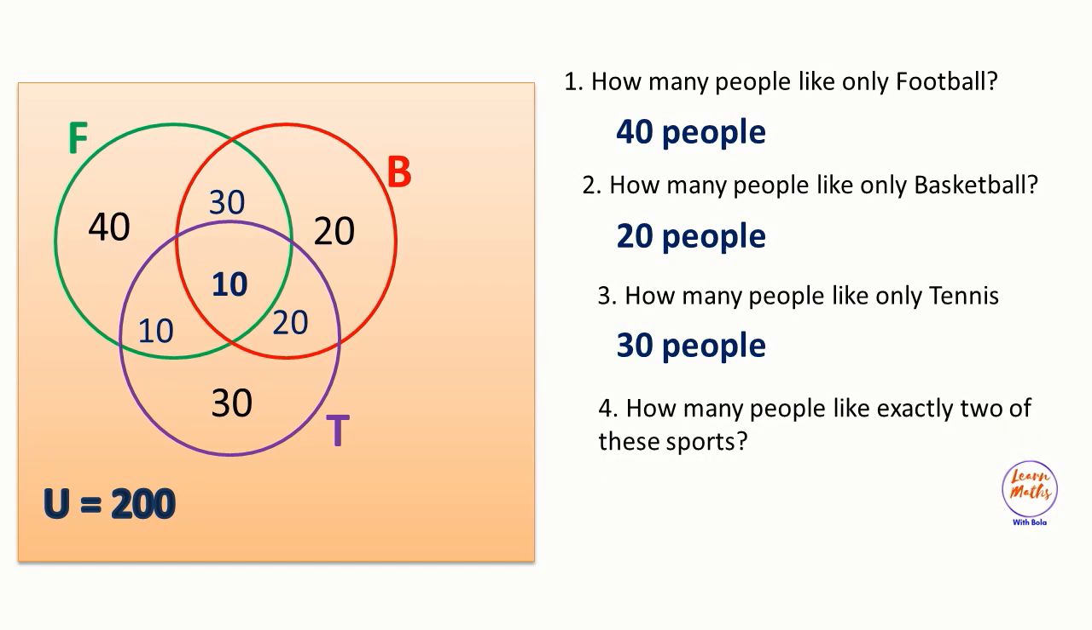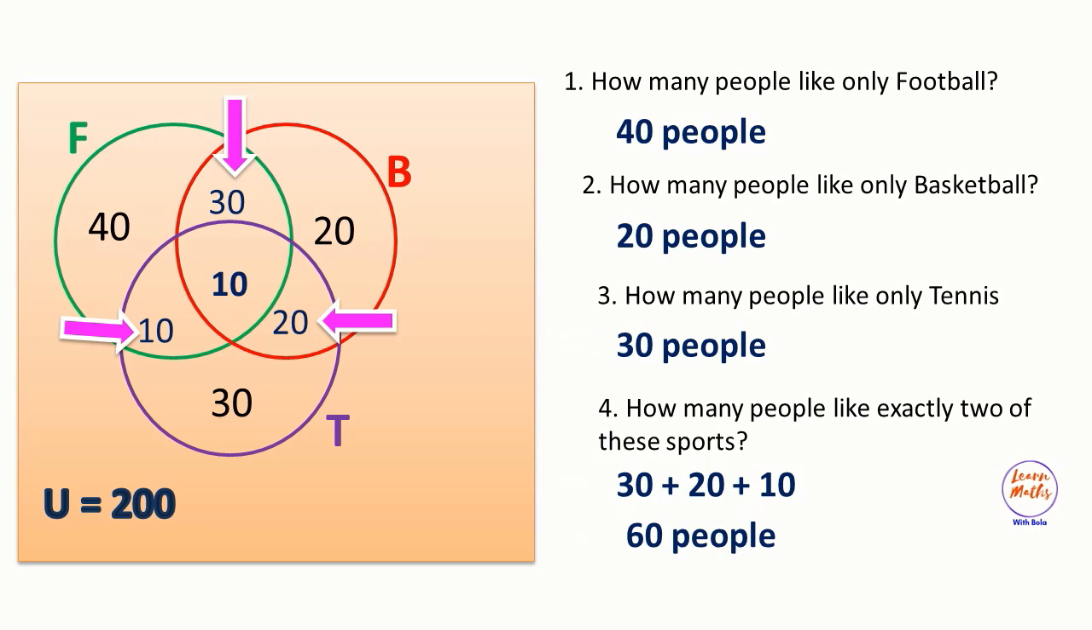Then the fourth question says, how many people like exactly 2 of these sports? They love exactly 2. That means that we are looking at the people who love only 2 of the sports. They do not love 3. And then you have the intercept of the circles. And I highlighted them using an arrow to show you that part where you have those who like exactly 2 of the sports. And that gives you 30 plus 20 plus 10. And that is 60. So that is 60 people.